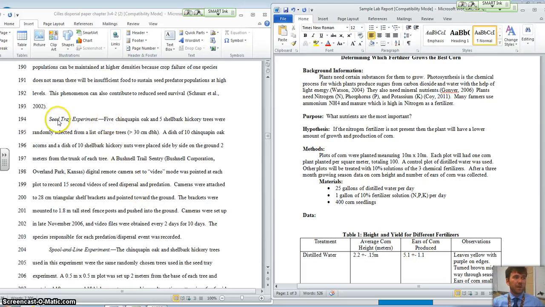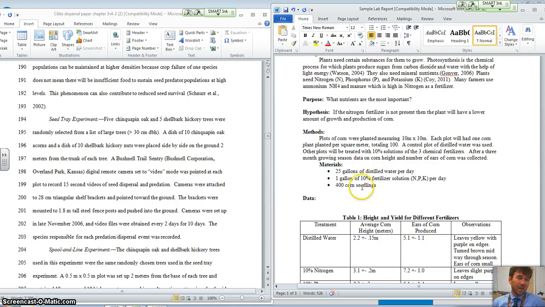the methods part of this experiment, describing a specific part, the seed tray experiment, it says 5 chinkapin oaks and 5 shellbark hickory trees were randomly selected. This is their past tense, third person written method section. Your methods can be the same way, past tense and third person. Never use the words I, you, we, or they. No pronouns. Always avoid pronouns in scientific writing.